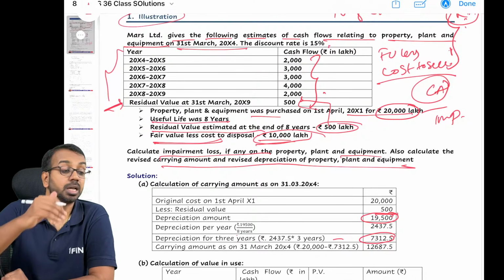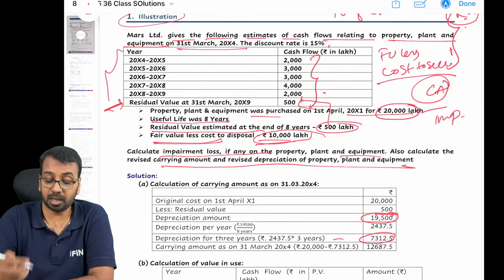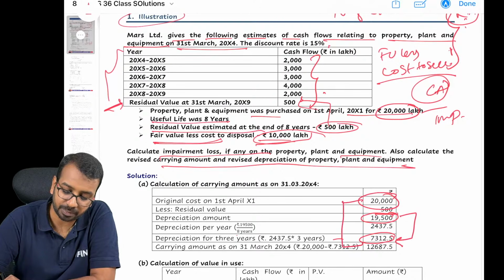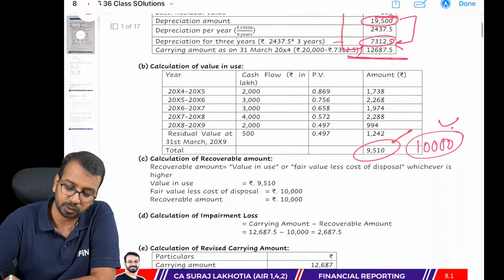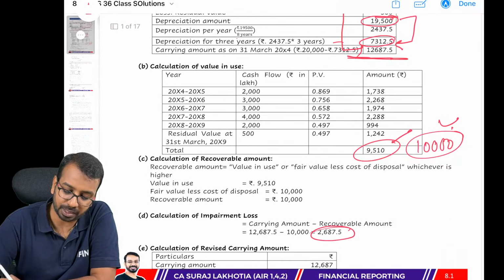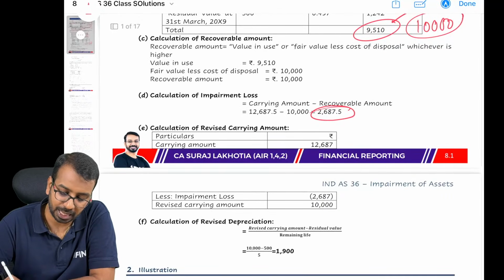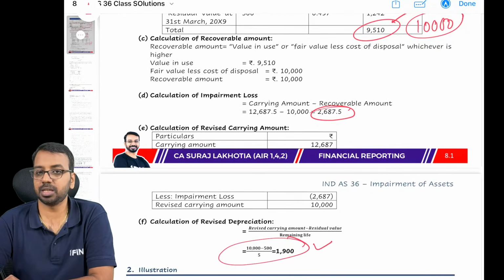What is the carrying amount? A lot of times students, when they are in a hurry, will do 19,500 minus 7,312. No, you have to do 20,000 minus 7,312, which is 12,687. So, how much is the impairment? Impairment is 22,687. Okay, that is the impairment. And based on that, revised depreciation is 1,900.